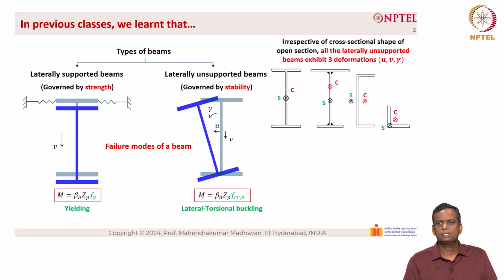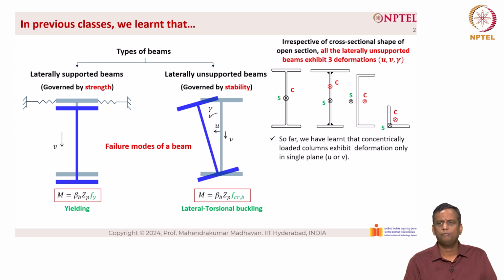Here you can see four different cross-sections. The first one is a doubly symmetric cross-section, which is the only cross-section where the shear center and the centroid coincide, whereas for the rest of the cross-sections, which are unsymmetrical I sections as well as singly symmetric channel sections as well as the angle sections, the shear center and the centroid do not coincide, as you can see from the picture.